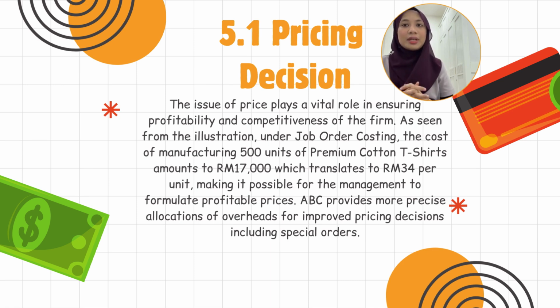Under job order costing, manufacturing has produced 500 premium cotton t-shirts costing 17,000 ringgit, or 34 ringgit per unit. Helping management set profitable prices, activity-based costing (ABC) improves the pricing decision by allocating overheads more accurately, especially for special orders.